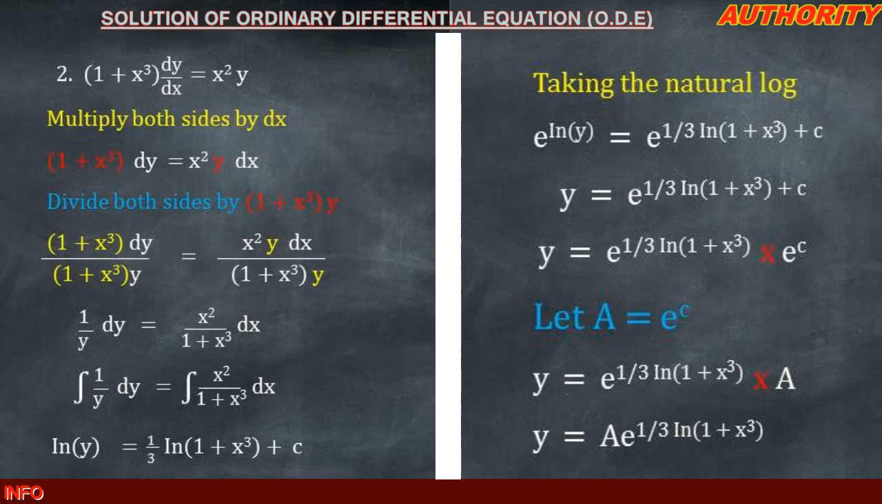Finally, the solution to the differential equation (1 plus x cubed) dy/dx equal to x squared y is y equal to A times e to the (1 over 3 ln (1 plus x cubed)).